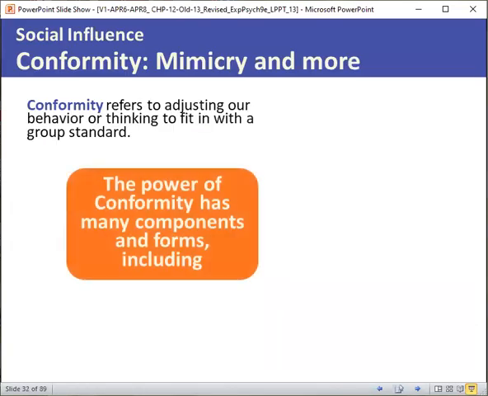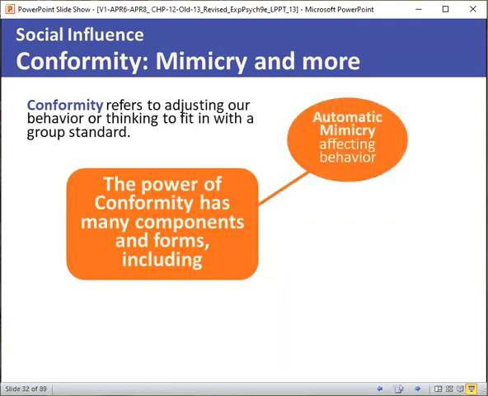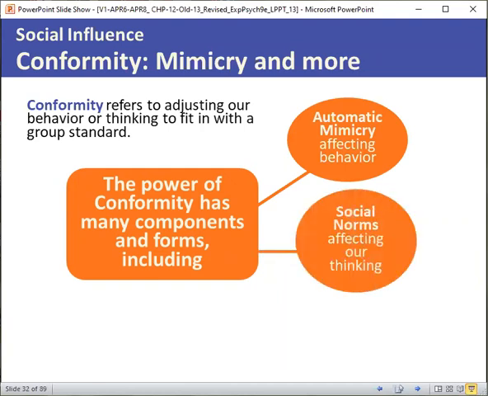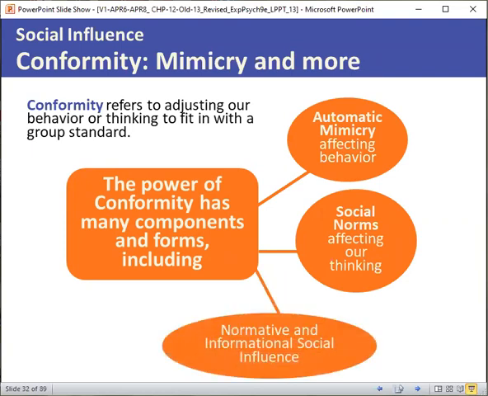Conformity refers to adjusting our behavior or thinking to fit in with a group standard. The power of conformity has many components and forms, including automatic mimicry affecting our behavior, social norms affecting our thinking, and normative and informational social influence. So all these things play a role in conformity, all right?